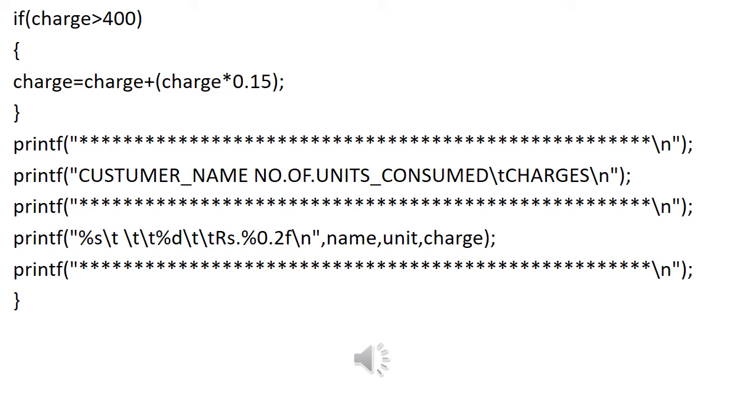This depends on the input and output, so you have to give the input and check the output. Based on that, you will have to give this \t there, because whatever input you have given, the name, unit and charges should come below that. You have to check that. So in the next printf statement, I am just displaying the name, unit and charges.